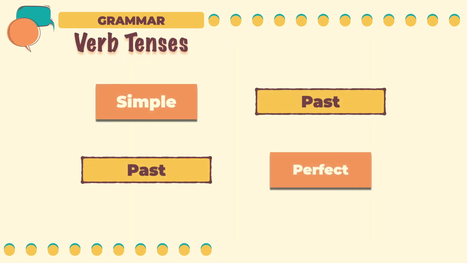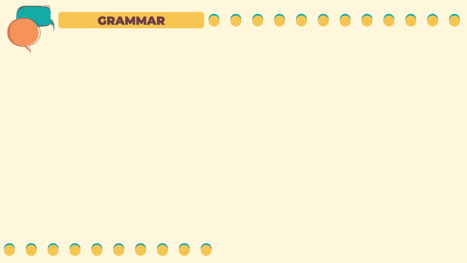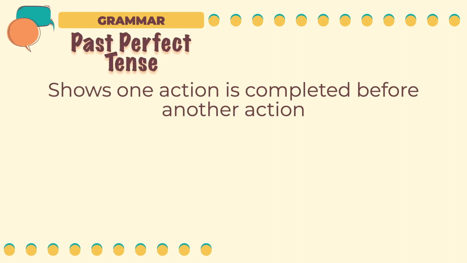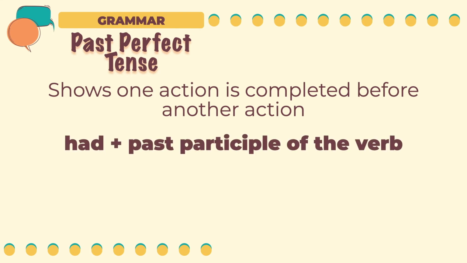This time, let's discuss the past perfect tense. If the simple past tense shows completed action in the past, the past perfect tense shows one action is completed before another action. Thus, there are two actions in the sentence. The first action started in the past and continued up to a given time in the past. The verb follows the formula below. Had plus past participle of the verb.